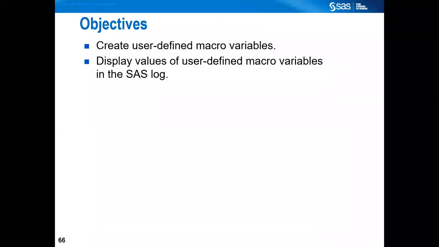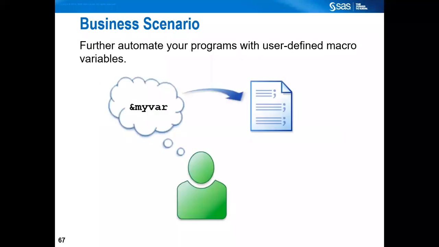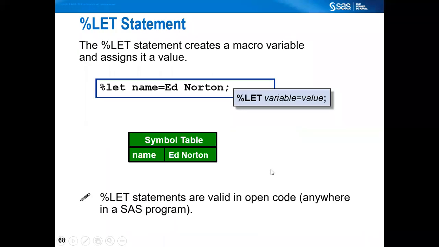So one can create user defined macro variables and one can also display the values of user defined macro variables in the log. The business scenario here is to further automate your program with user defined macro variables, where you're writing a program, but now as per your data values, you want to refer to those values as a macro variable. But we know that automatic macro variables just refer to the system information. So for data information to be referred to as a macro variable, you need to create your own macro variable and refer to it in your program. So you create a macro variable with the %let statement.